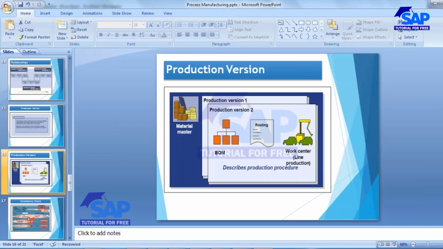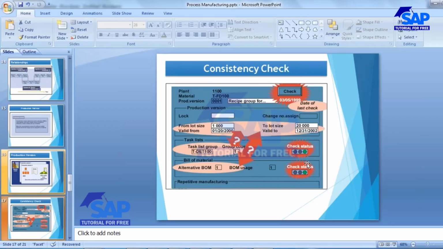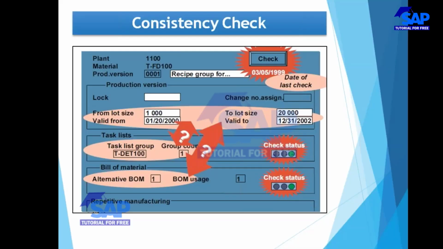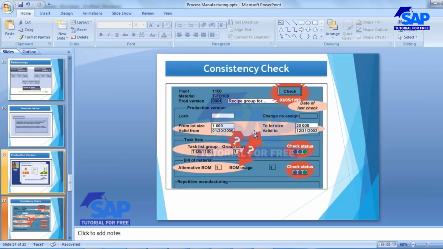So the consistency check checks whether the data you entered exists or not. When you execute it, it will check whether the task list, the master recipe and the BOM you have entered exist or are valid, and then it will give you the status. That is what is called consistency check. Okay, so now we'll execute the consistency check.